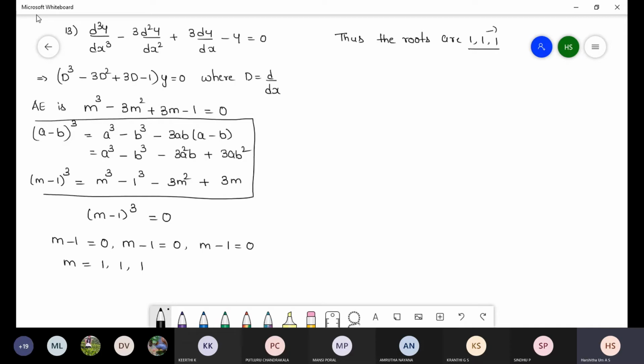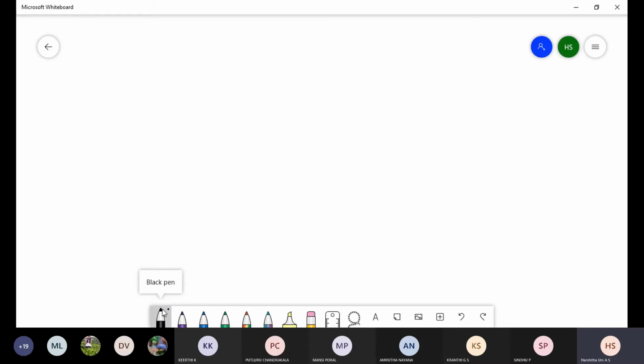So this comes under case 2 because it is repeated. All roots are real and coincident. So therefore y is equal to (c1 plus c2 x plus c3 x square) e power x. Here the m value is 1, so e power m x, that is 1 into x, is e power x.